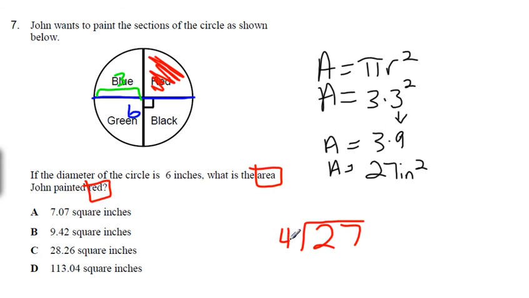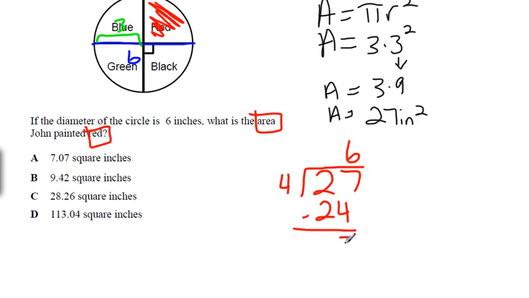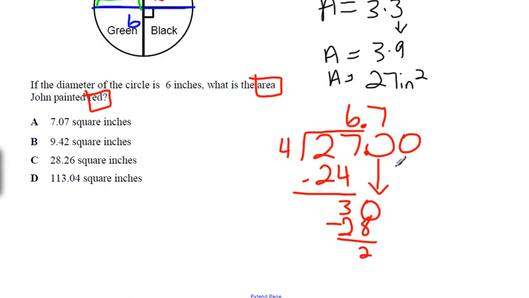Okay? Alright, 4 goes into 27 6 times. 6 times 4 is 24. If you subtract, we get 3. This time we're looking at decimals, so we can add a decimal and a 0. 4 goes into 30 7 times. 28. Can subtract again. We can add another 0. And 4 goes into 20 5 times. So we say the area of our red piece should be about 6.75 inches.